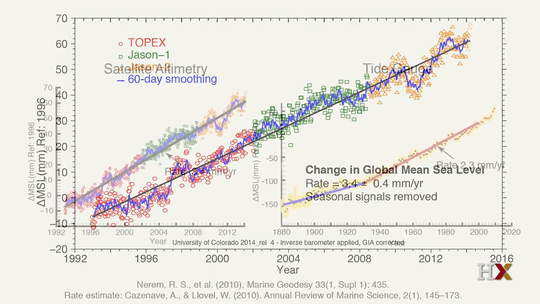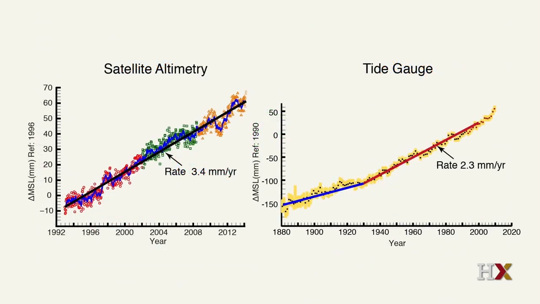Putting all this together, here you see the satellite data on the left, showing a sea level rise of 3.4 millimeters per year, and the tide gauge data on the right showing that long-term change of about 2.3 millimeters a year. And you can make out that the tide gauge data also show this recent acceleration, although it's not clear if it's continuing. So there at least appears to be some speeding up of the rate of sea level rise, currently about 3.4 millimeters per year.